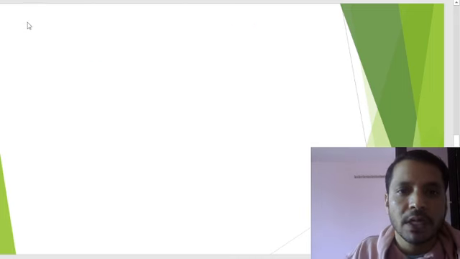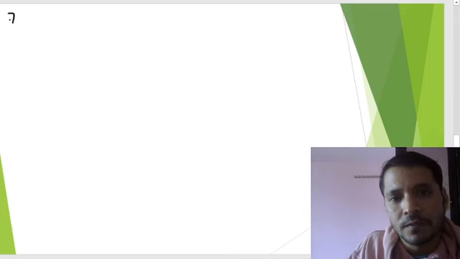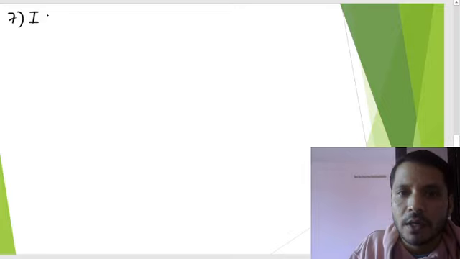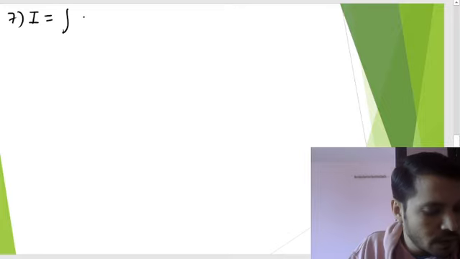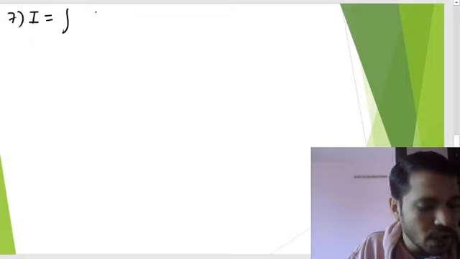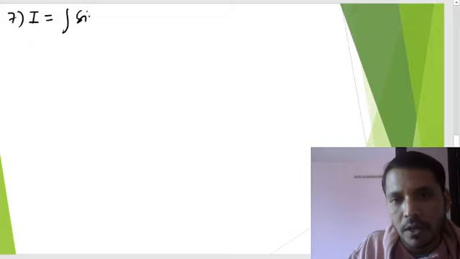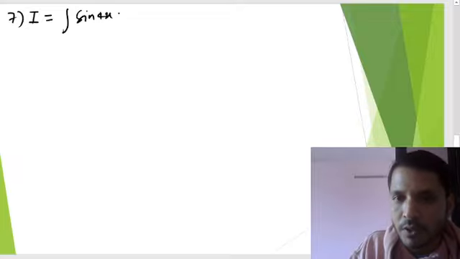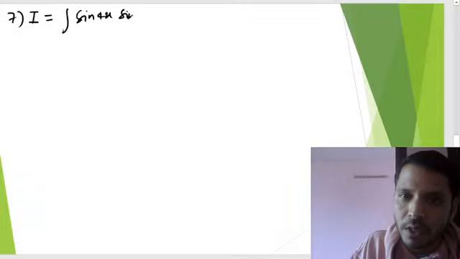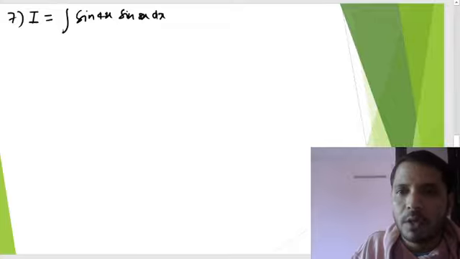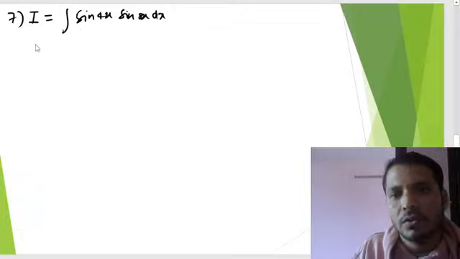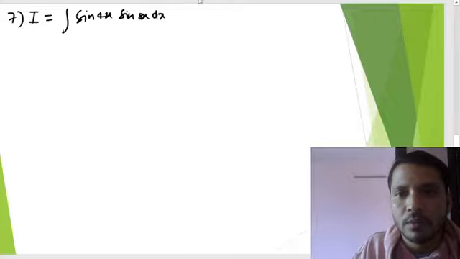So question number 7 here, we are given I equals the integration of sin 4x into sin 8x. Directly we can apply the previous formula only. We have done such type of problem, so which formula do we need to apply? Here we have to apply the formula.